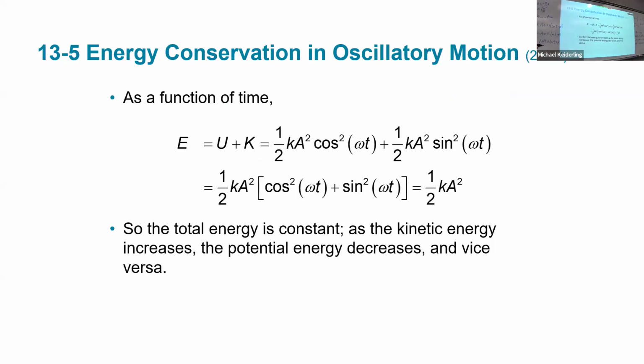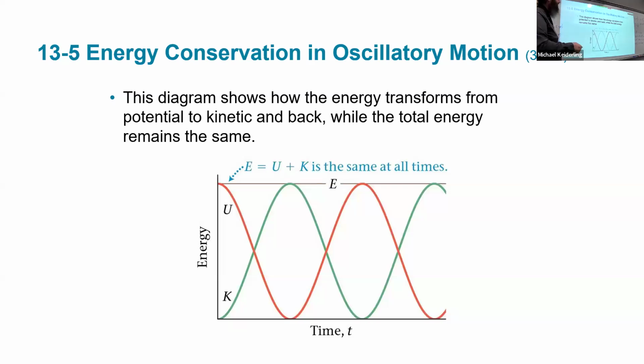And if we plug them in as a function of time, 1/2 Ka squared times cosine squared omega t plus 1/2 Ka squared times sine squared omega t gives you 1/2 Ka squared times cosine squared plus sine squared, which is 1/2 Ka squared. The total energy is constant. As the kinetic energy increases, the potential energy decreases, and vice versa. So it will look something like this. Energy, potential plus kinetic, is constant at all times. This is cosine squared. This is sine squared.